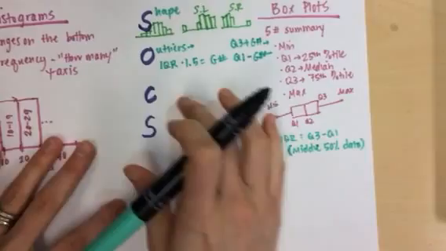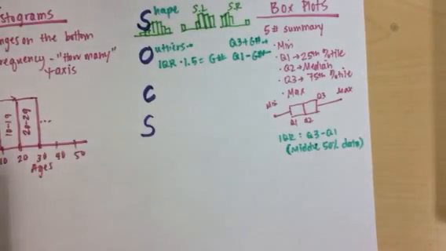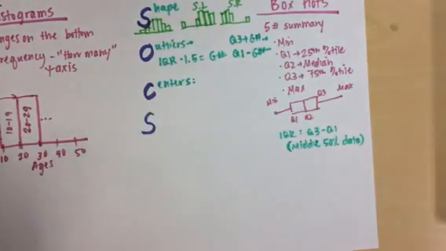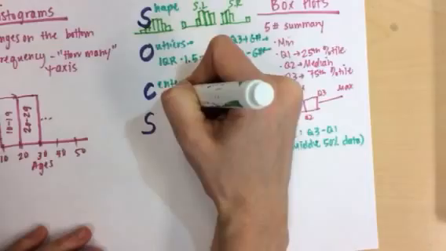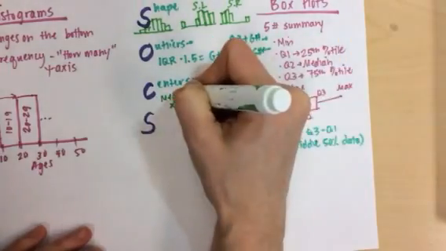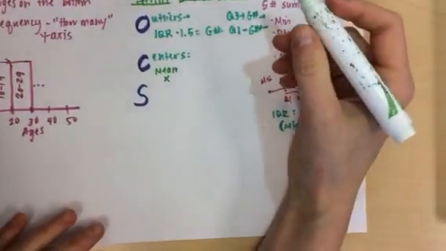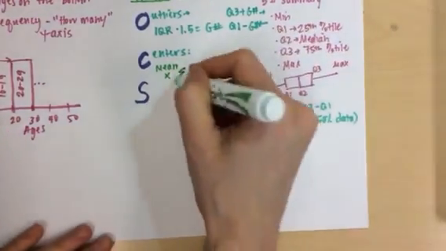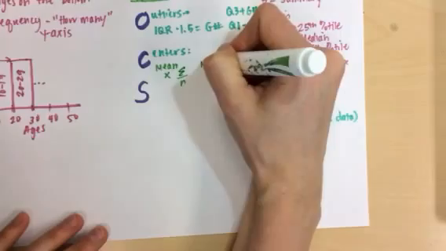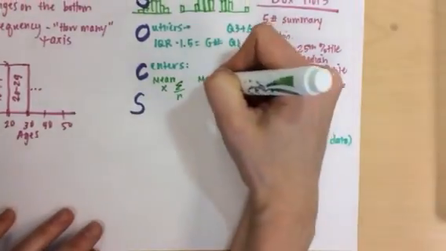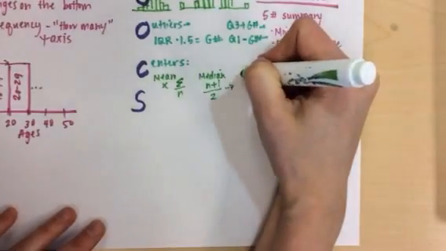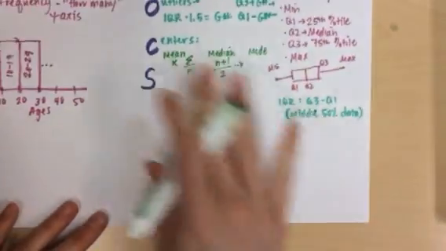So that's outliers. Centers, we know we have the mean, which was x bar, your average, and that is the sum divided by the number of values. I don't know if you remember that. Then we also have the median, which you can find by doing n plus 1 divided by 2 and then counting out. And then we have the mode, which we didn't really use that much, but that's okay.